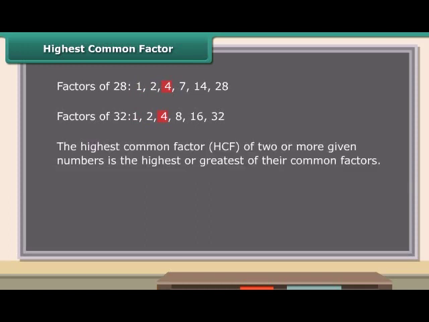Therefore, the highest common factor HCF of two or more given numbers is the highest or greatest of their common factors. It is also known as greatest common divisor or GCD.